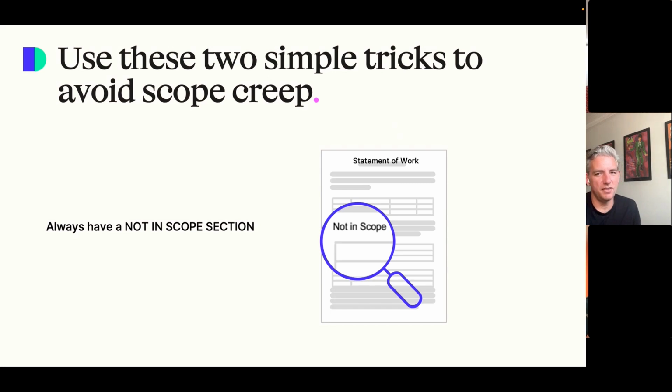These two simple tricks can be used to practically eliminate scope creep from a contract perspective. Deployed has analyzed thousands and thousands of statements of work, and less than 10% have a not in scope section. This is the best way to eliminate scope creep. So if you take one thing away from today, it's to make sure that you encourage your stakeholders to put not in scope in, because it creates a line of thinking that makes sure that you expose any assumptions that might have led to scope creep later.